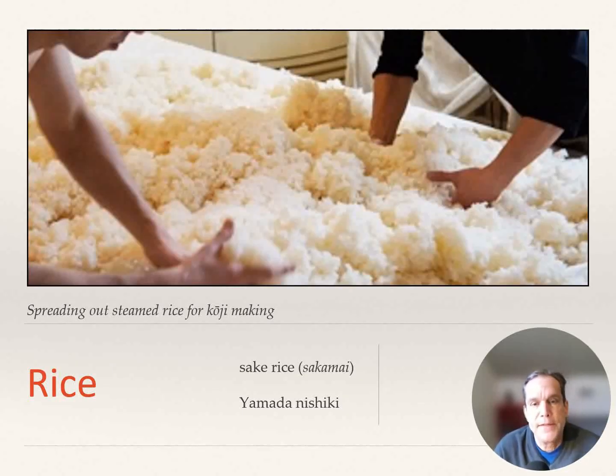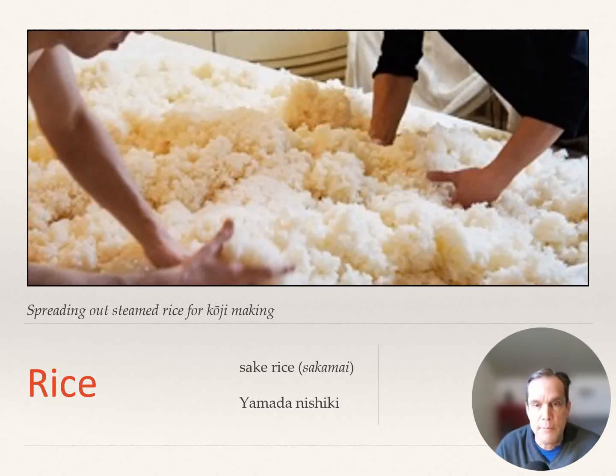And they have a higher concentration of starch. And starch is what fuels that process of starch to sugar conversion that's necessary for alcohol brewing. So a lot of brewers will turn to these sake rice, these sakamai, for their brewing. And the most famous variety of sake rice is called Yamada Nishiki, and it's grown in Hyogo Prefecture.